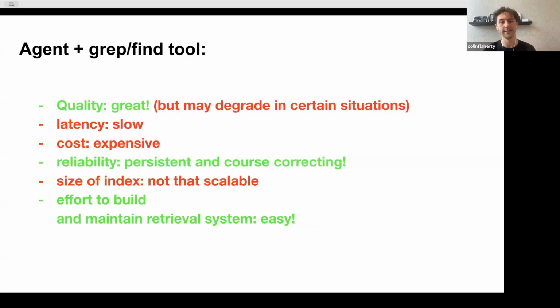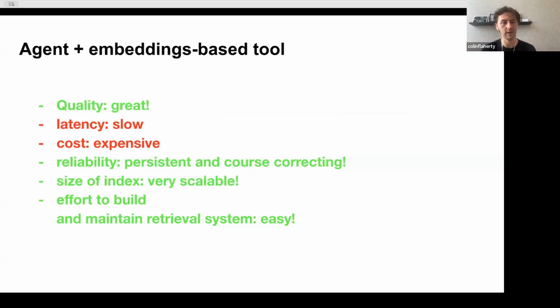With agentic retrieval using grep and find, the quality is really great, but it may degrade in certain situations like really large indices, or when you're searching over content that's super low structure, where keyword searches don't work well. It's slow, it's expensive. The reliability is great because agents are persistent and they're course correcting. And this also gets even much better when the agent has access to some kind of signal that it's in the right direction. So for coding tools, the agent has access to being able to run tests. And so if it gets stuck in some direction and it has some hypothesis for the task it's trying to complete, it can spin up an ephemeral file, run some code, see the output, and then use that to inform how it continues to do the code search. The size of the index, it's not that scalable as we talked about, but the effort to build and maintain it is super easy.